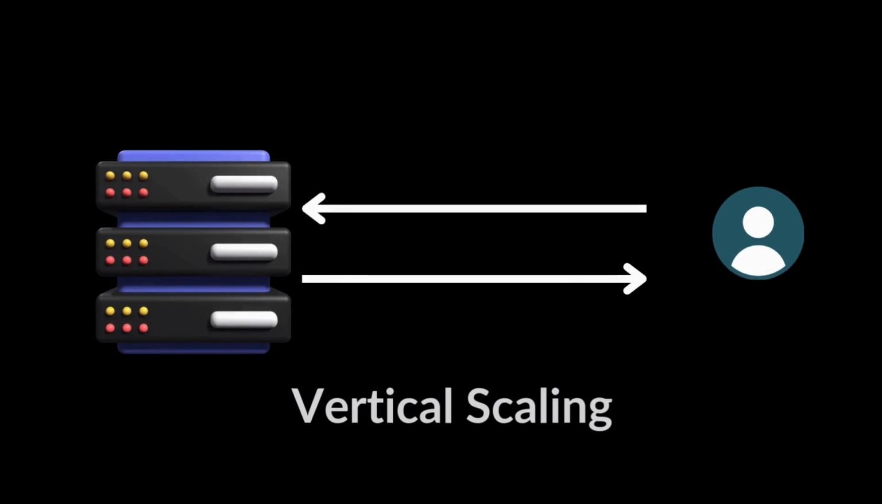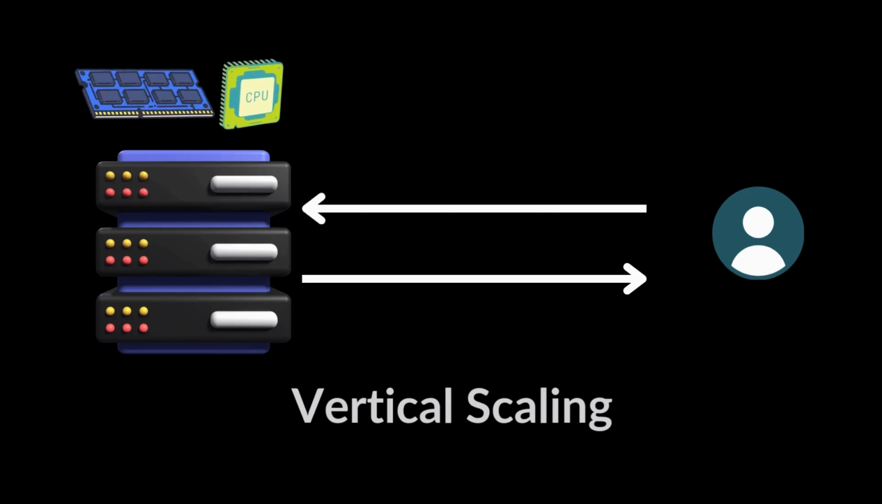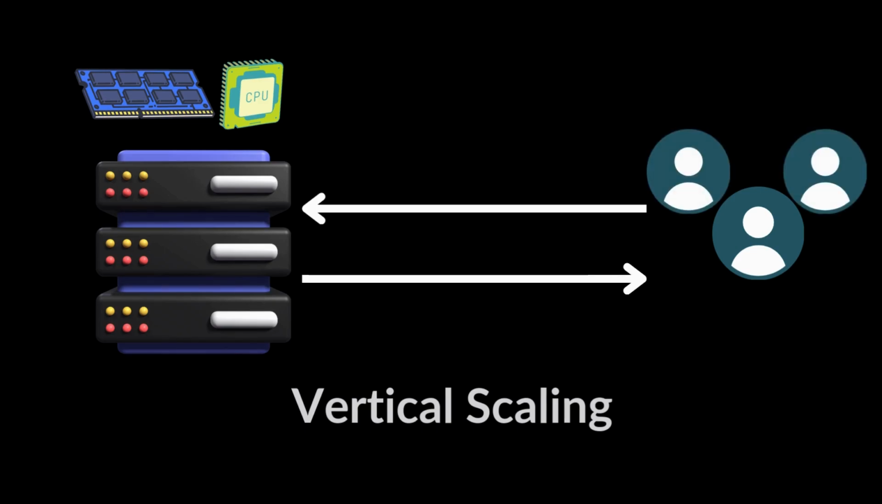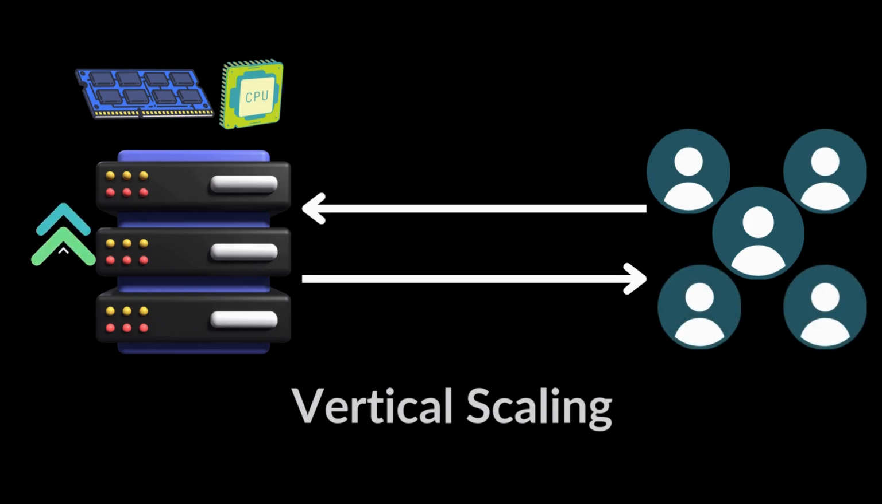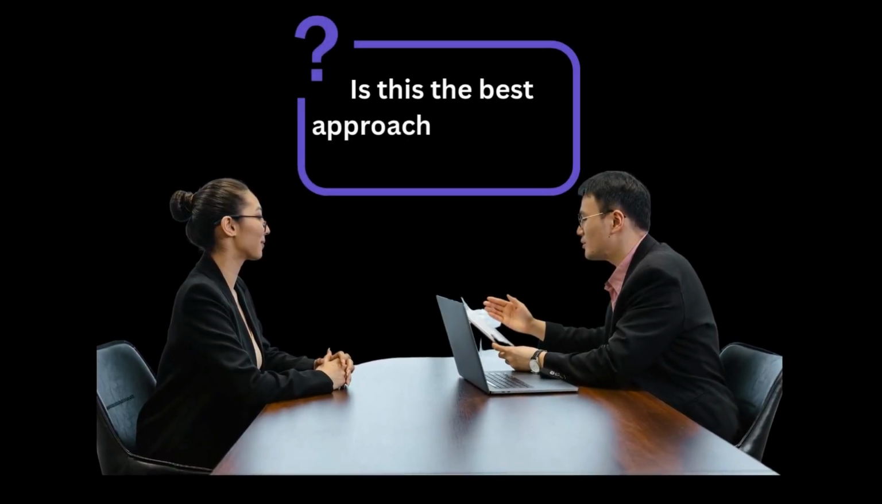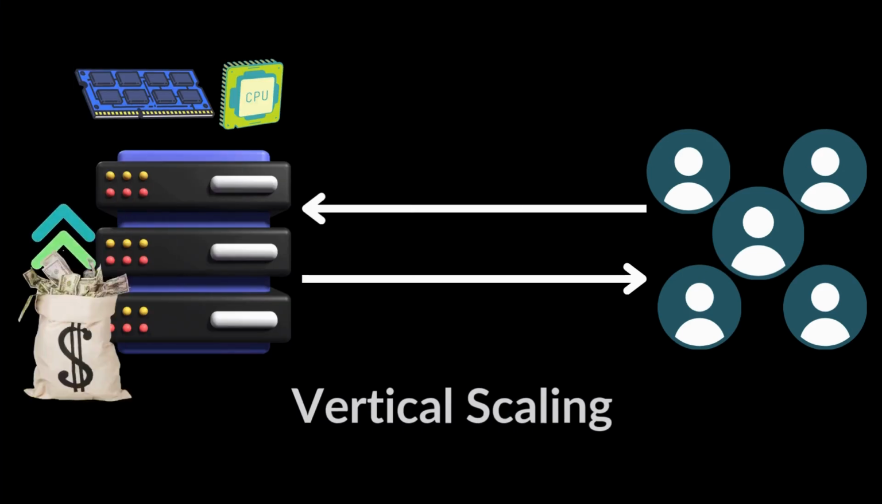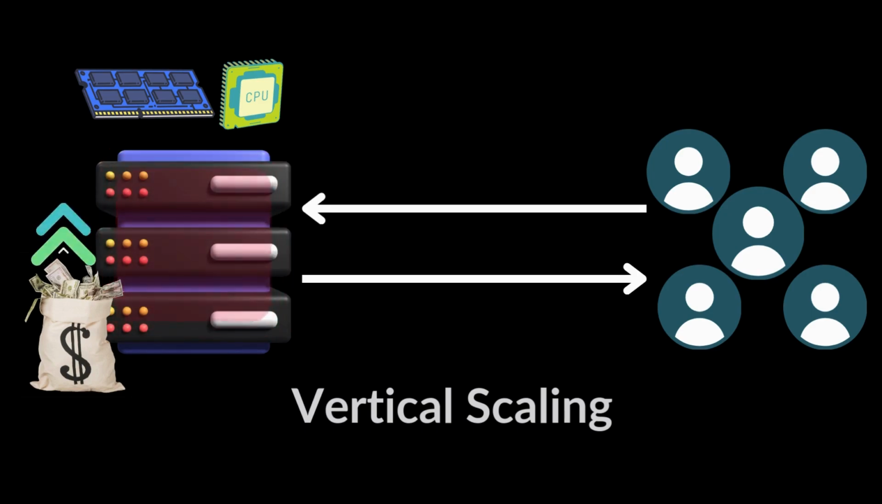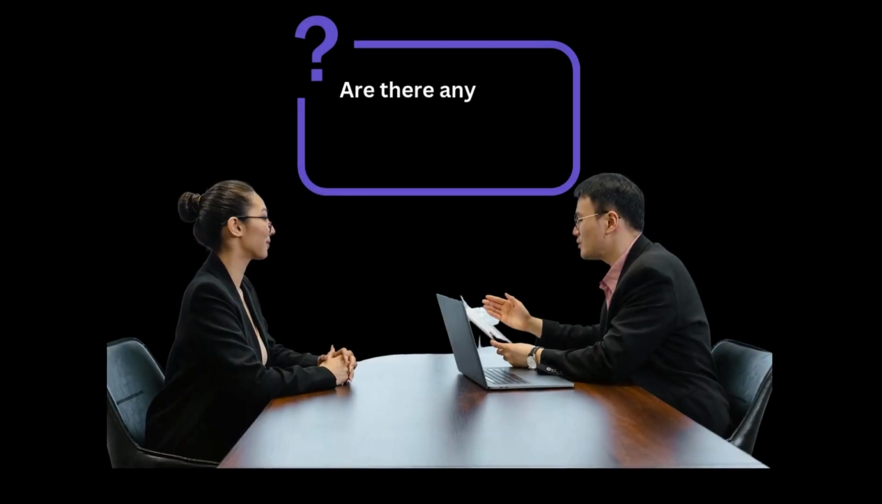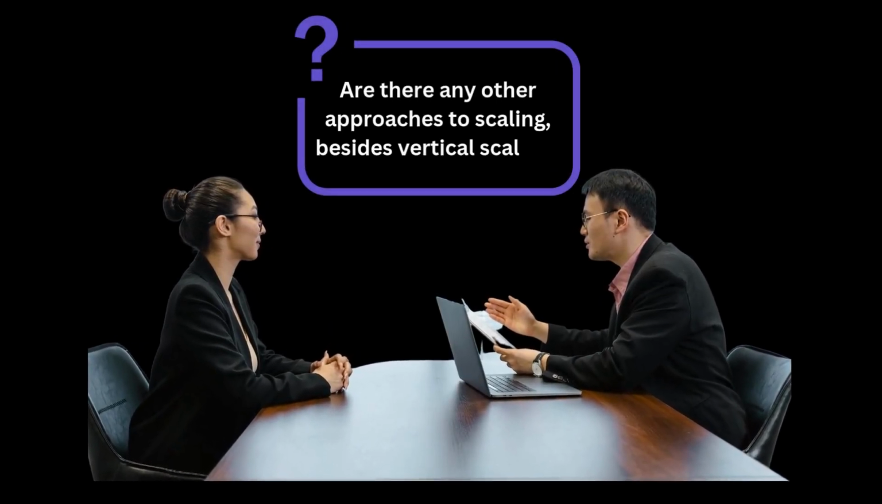Vertical scaling, or scaling up, involves upgrading your existing server by adding more RAM or a faster CPU. While it's a quick fix for handling increased user loads, it's not a sustainable solution for long-term growth. Is this the best approach to scaling? Vertical scaling has physical limits, can become expensive, and creates single points of failure, making your system more vulnerable to downtime. Are there any other approaches to scaling besides vertical scaling?